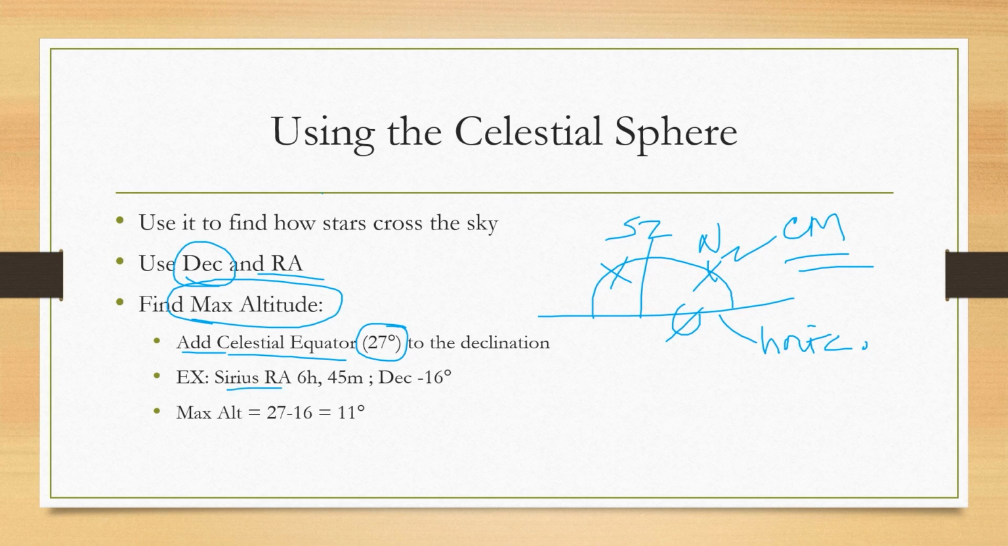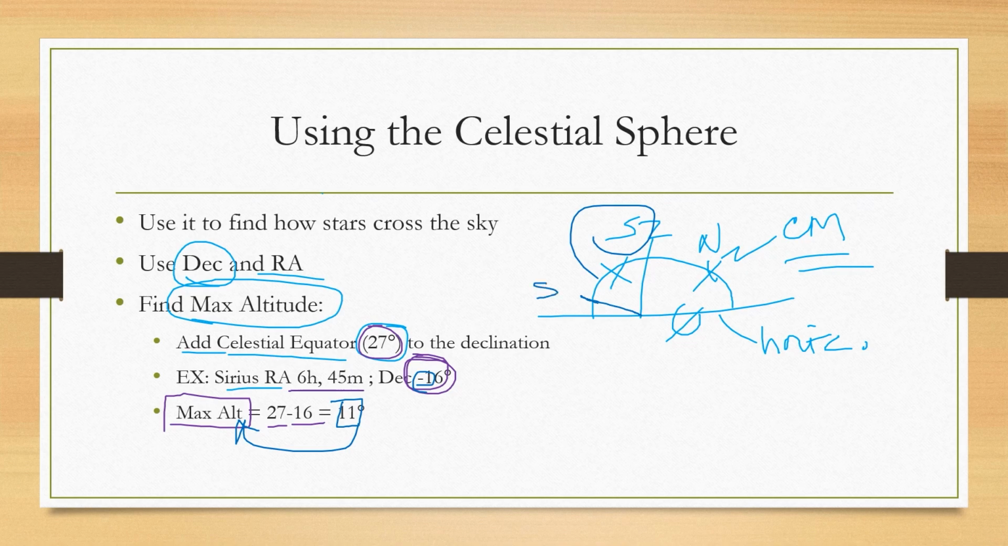An example of this is Sirius, which has a right ascension of 6 hours and 45 minutes and a declination of -16. So to find the maximum altitude, you take the celestial equator, 27, and you add it to 16, which is a negative, so we are going to subtract it. This is going to give us 11 degrees, which, since it's not over 180 degrees, means that it is in the south of our celestial sphere, and so we would say its azimuth is then south or 180 degrees.